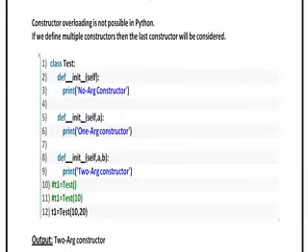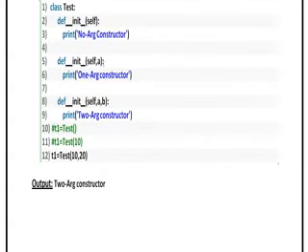So here I have defined a class called test. Next I am initializing with init self. I have written a no arguments constructor. Next I am initializing with self comma a, and I am printing one argument constructor. And I am initializing with self comma a comma b. Here in this 8th line I am initializing two values a and b. So I am going to get the output as two argument constructor.